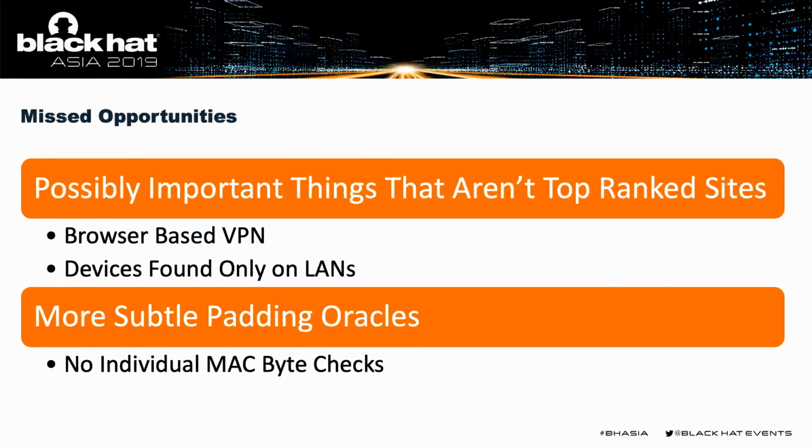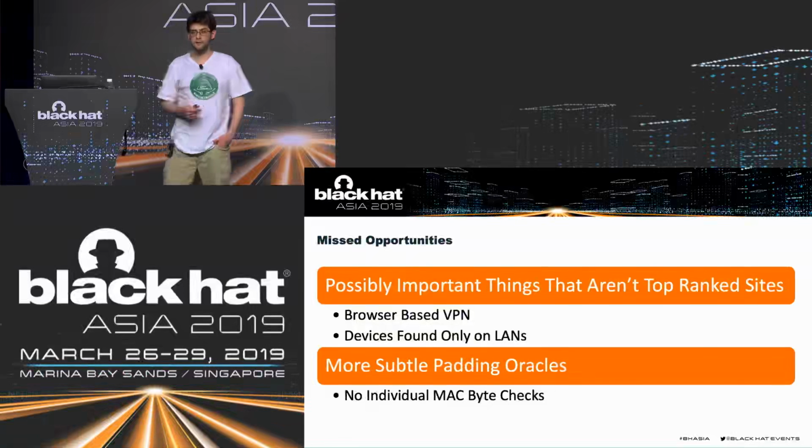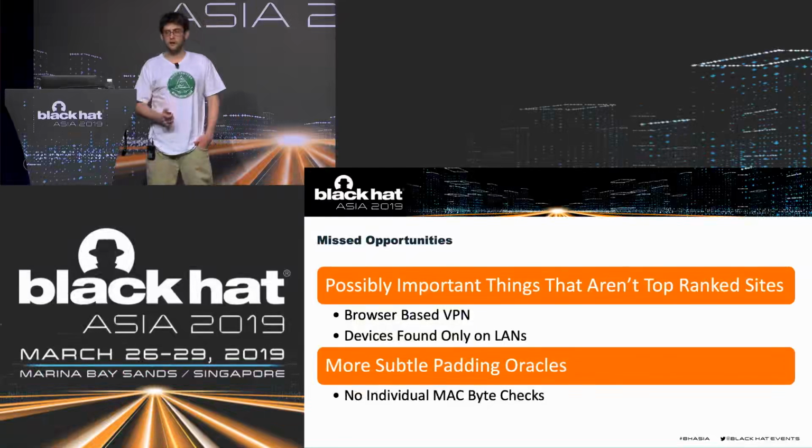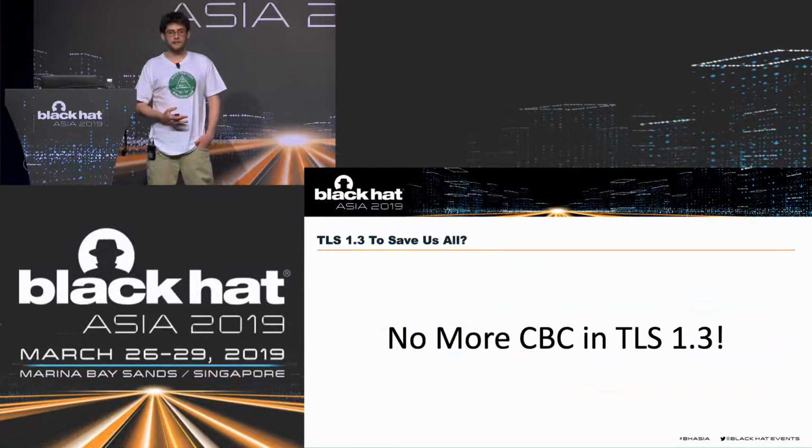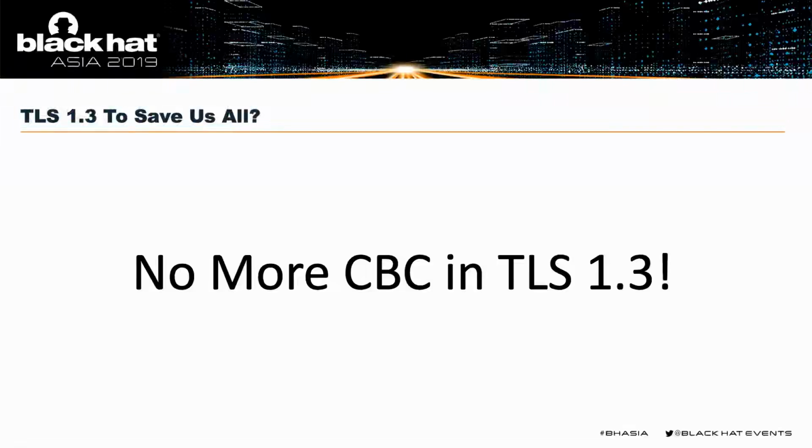There's also, as I said, a lot more subtle checks that you can do. Like, there are problems that could be exploitable simply if a server is failing to validate just one MAC byte. Because if they fail to validate just one MAC byte, you might be able to use that as part of an oracle. I promised that TLS 1.3 is going to save us all. The reason for this is that there are only authenticated ciphers allowed in TLS 1.3.